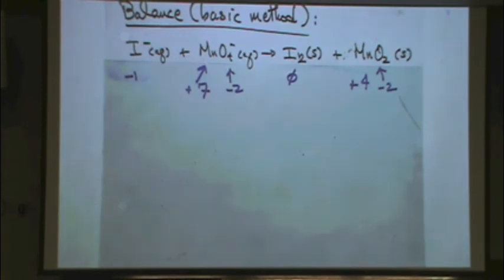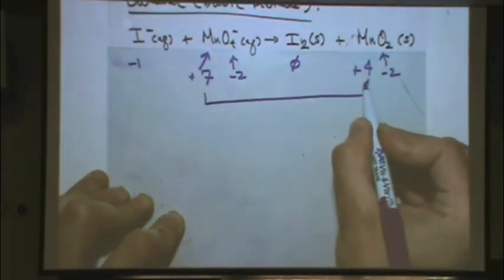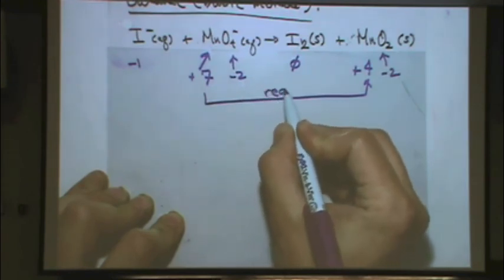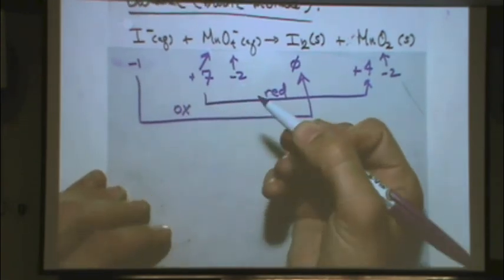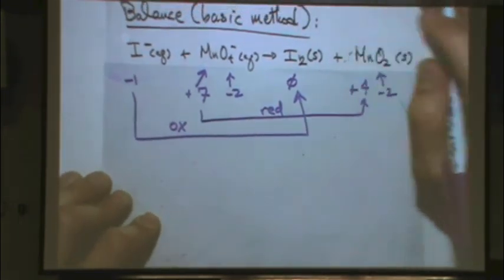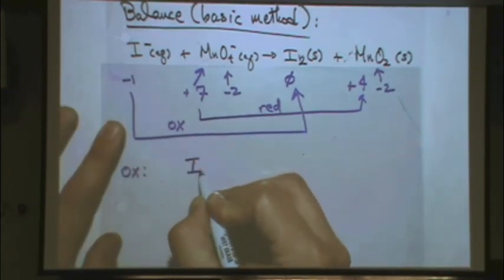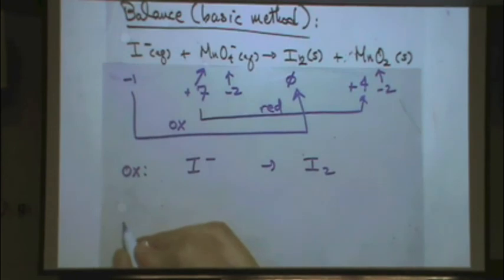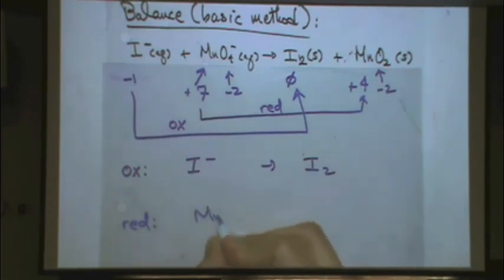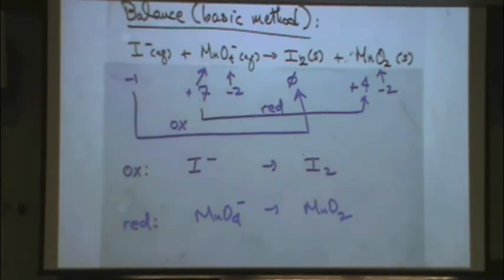If you can't do that in your head, it's totally fine. You should write it out. Make sure you know how to do oxidation states. So, manganese does what? Reduce. It goes down. It reduces its oxidation state. Iodine goes up in oxidation state, so we call it oxidation or oxidizing. So the oxidation half reaction is I minus goes to I2. The reduction half reaction is MnO4 minus goes to MnO2. Put likes with likes.